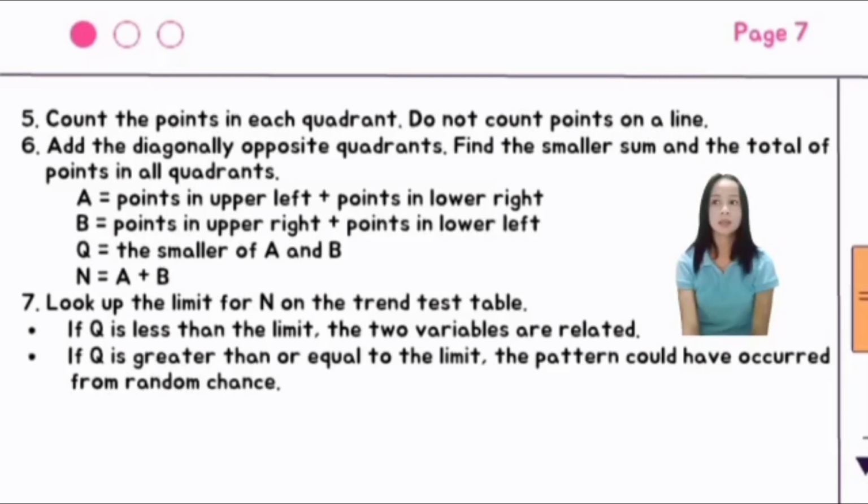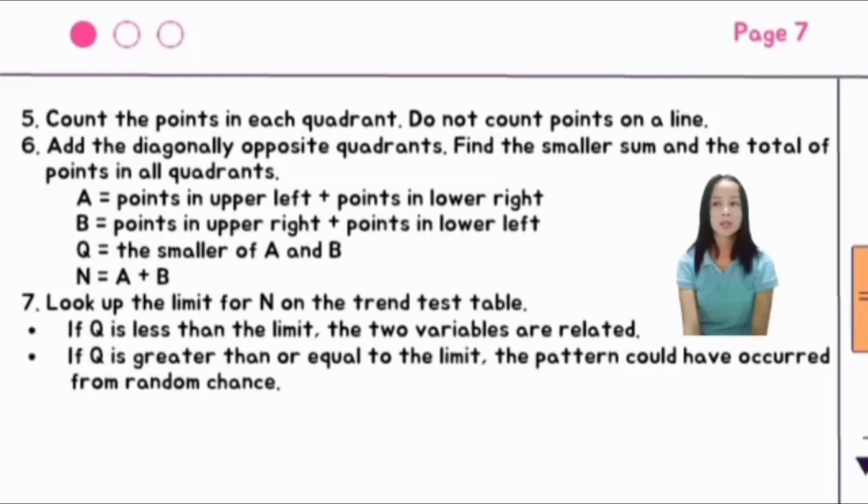Number 6. Add the diagonally opposite quadrants. Find the smaller sum and the total of points in all quadrants. A is equal to points in upper left plus points in lower right. B is equal to points in upper right plus points in lower left. And letter Q is equal to the smaller of A and B. N is equal to A plus B. Number 7. Look up the limit for N on the trend test table.